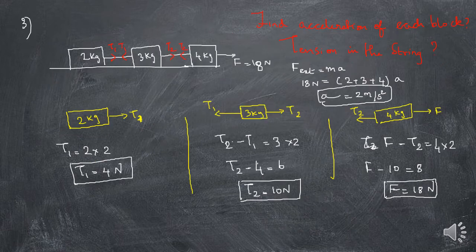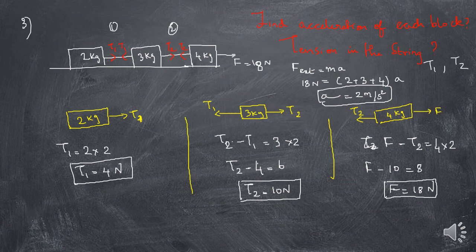This is a little bit higher version. Here we have 3 different blocks: one of 2 kg, another of 3 kg, and the other of 4 kg mass, and they are connected by 2 strings. Let this be string 1 and this be string 2. Our question is to find the acceleration of each block as well as the tension in the strings. There are 2 strings, so we have to find T1 and T2.